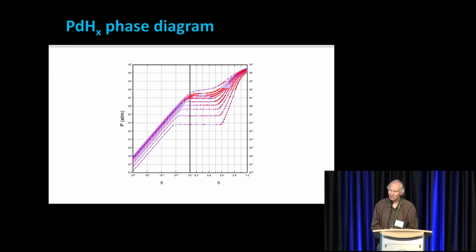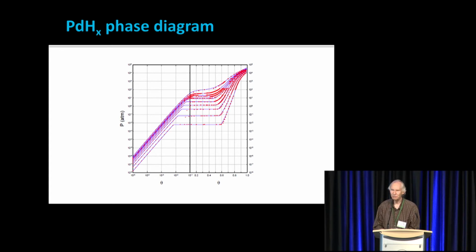Okay, so in the case of palladium hydride, I went ahead and there's this neat online app that allows you to digitize data from published curves. So I took the published phase diagram. I digitized it. I used the alpha phase model to extrapolate to low loading, which I think actually works extremely well.